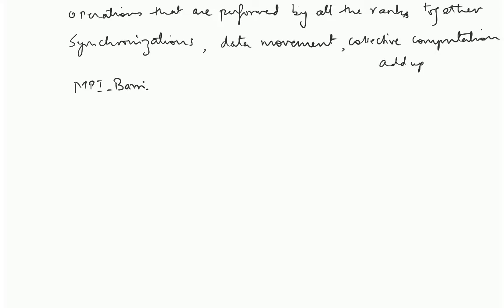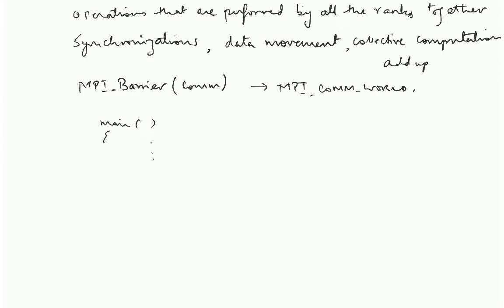All right, and what is the argument it takes? Just the communicator, right? And what is the communicator? Well, for now, we'll just assume that the communicator is MPI_COMM_WORLD, right? So what this does is, let's say that you are writing some code in your main routine, and at some point you say MPI barrier, MPI_COMM_WORLD. So what's going to happen at this point?